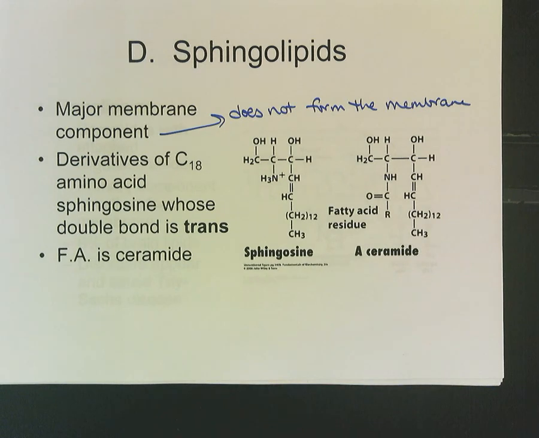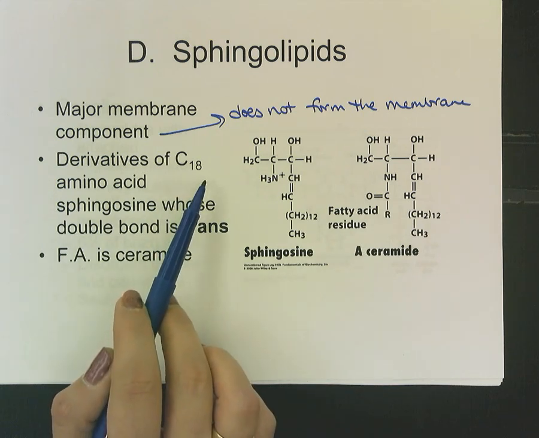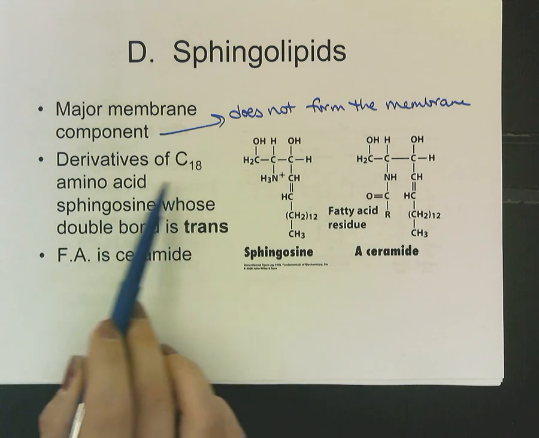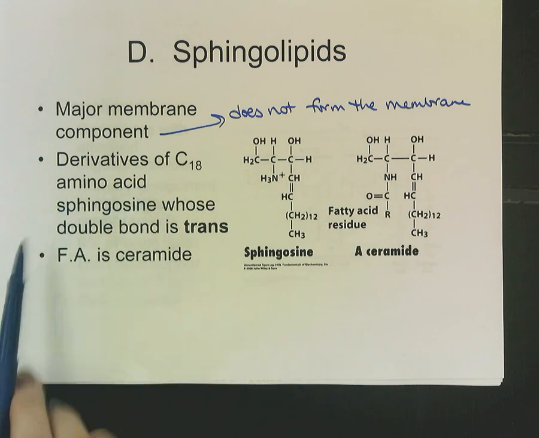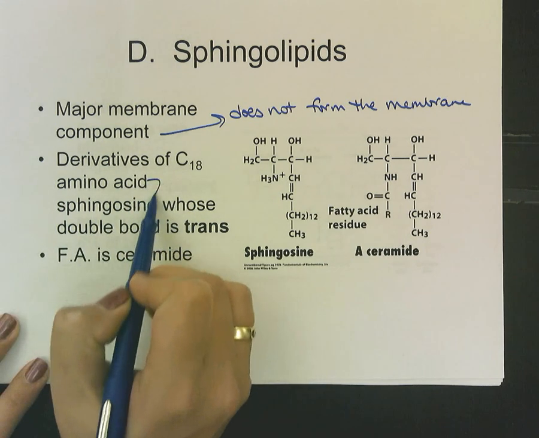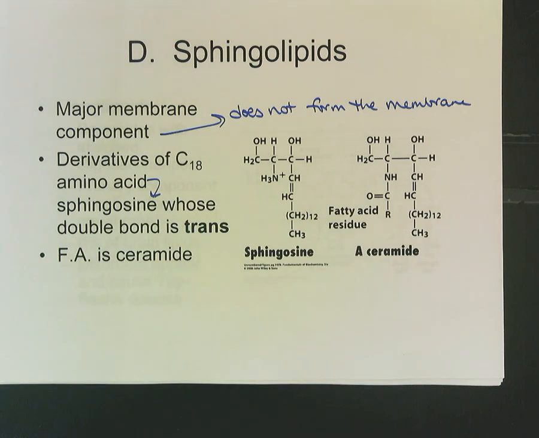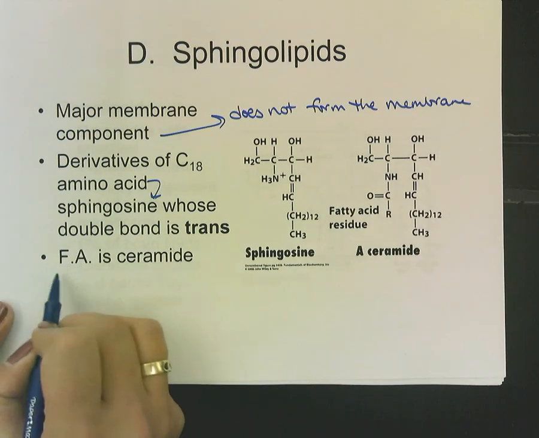All right, so sphingosine is a fatty acid that is a derivative of a C18. So what's the 18 referring to? Number of carbons off the bottom. So it's a derivative of a C18 amino acid, sphingosine, which has a trans double bond. So this is an odd fatty acid in that it has a double bond in the trans conformation. This fatty acid.